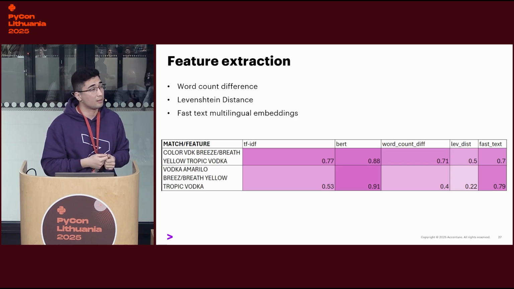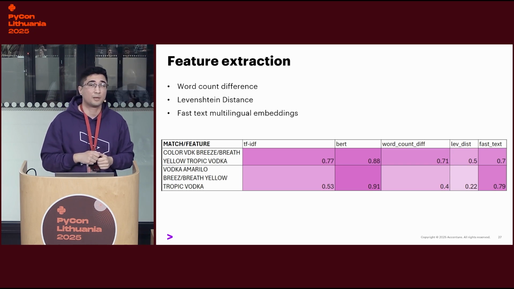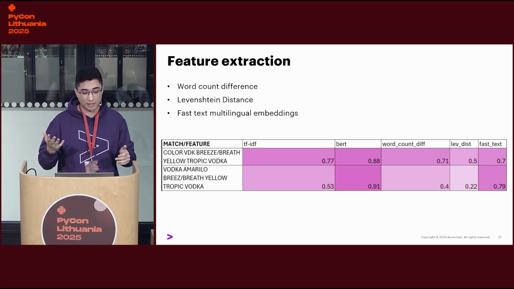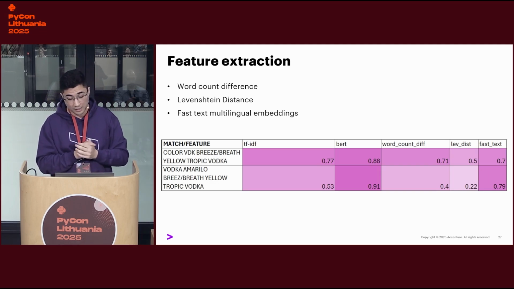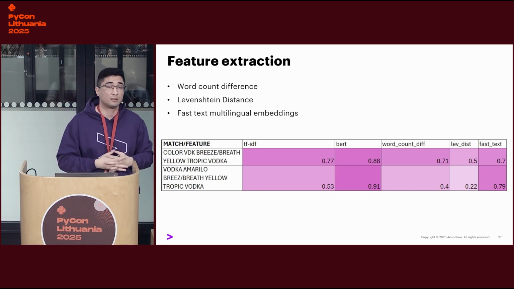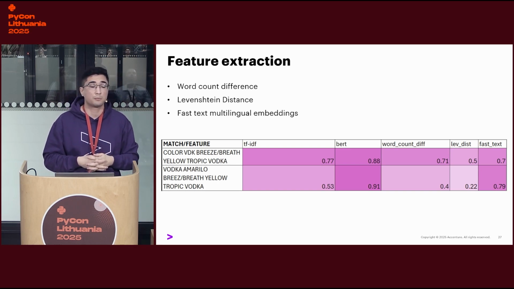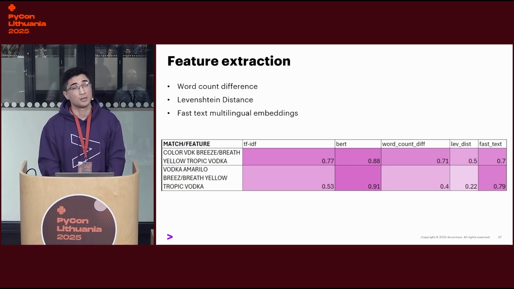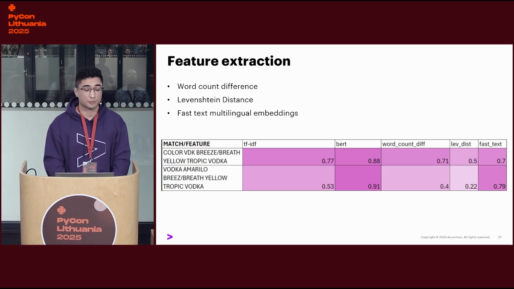It measures, if I'm not wrong, how many actions we need to change a word so that it becomes the same as the word we are looking up. And fastText is basically an embedding library from Meta, open source. It also supports different languages, so it was pretty useful.